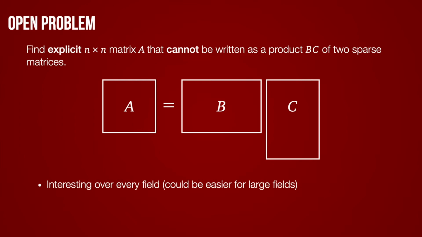Non-explicitly, most matrices have this property. For a random matrix, it will be the case that you cannot write it as a product of two sparse matrices. This is just a counting argument over finite fields, and over infinite fields you need a slightly more sophisticated dimension argument. The more general version of this problem is to find a matrix A which you cannot write as a product of D sparse matrices. For this talk, think of D as some constant.